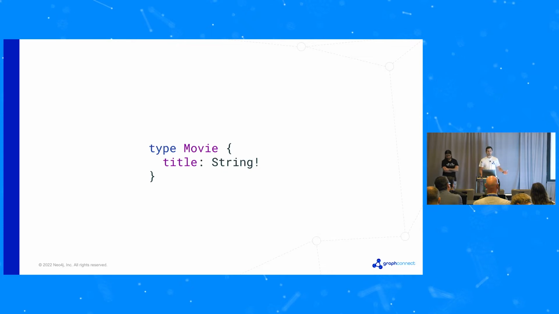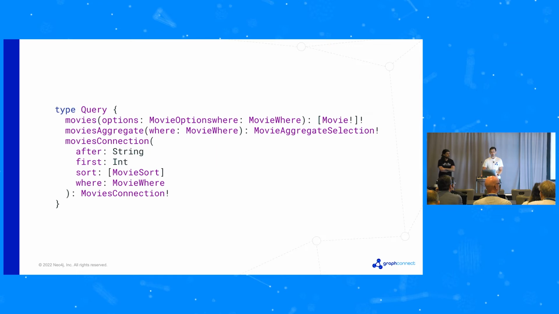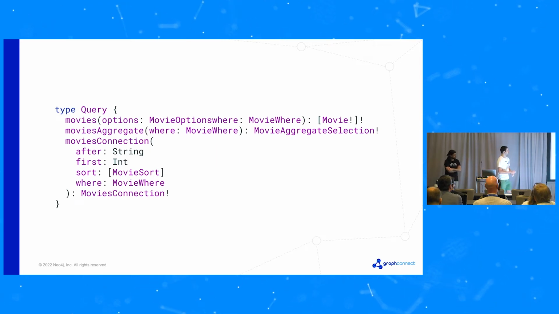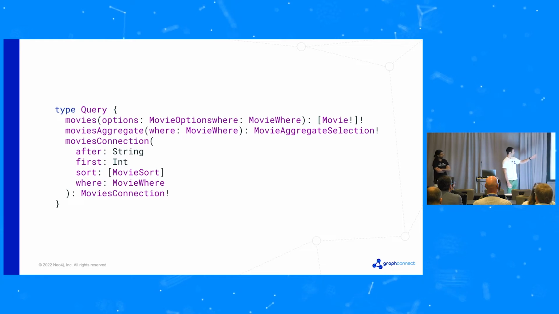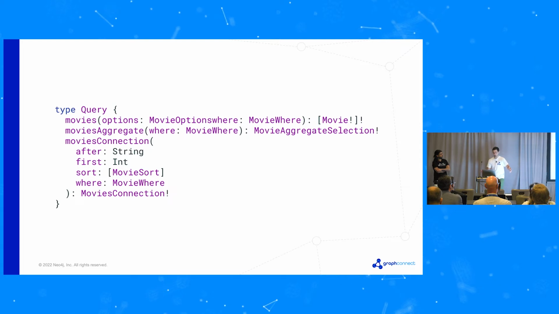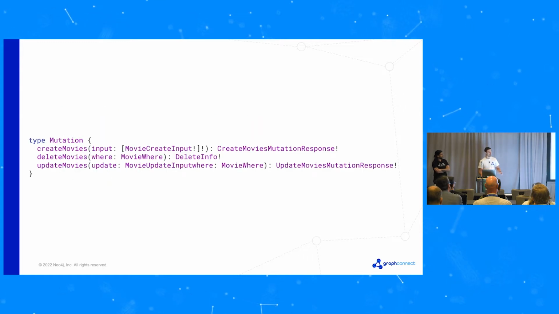Purely by defining just a type Movie with a title, which is a string, we get all of this. We get all of these queries. You get to query movies with a ton of filtering options. You can do aggregate queries. You can do connection queries, which, if you're familiar with the Relay specification, allows you to do cursor-based pagination and get relationship properties. You get all of these mutations.